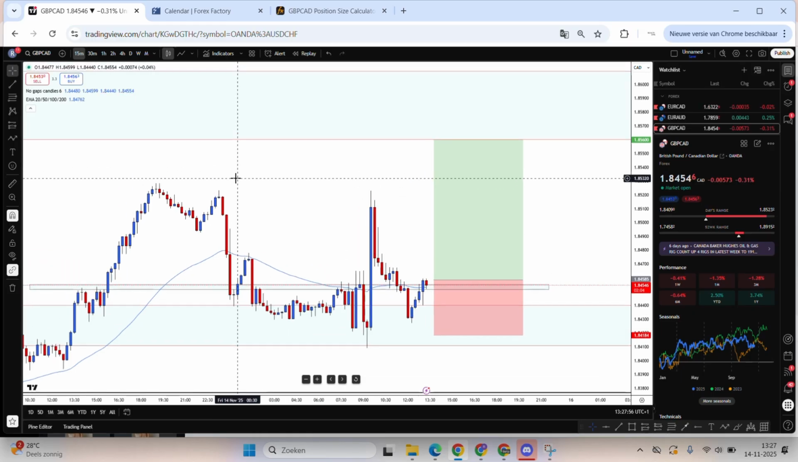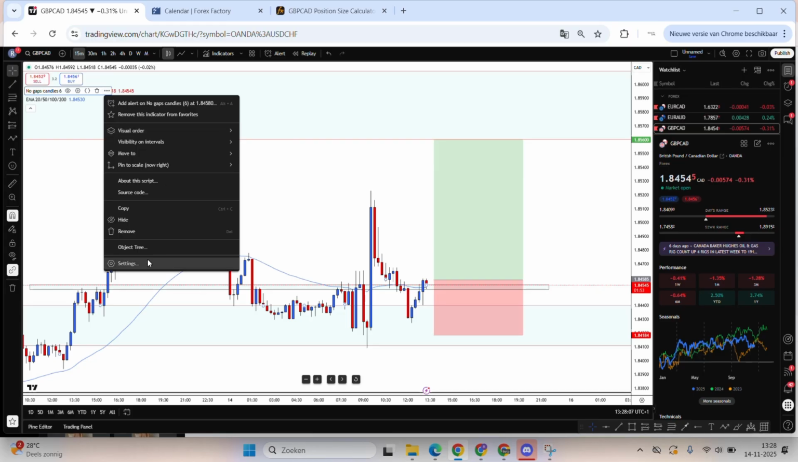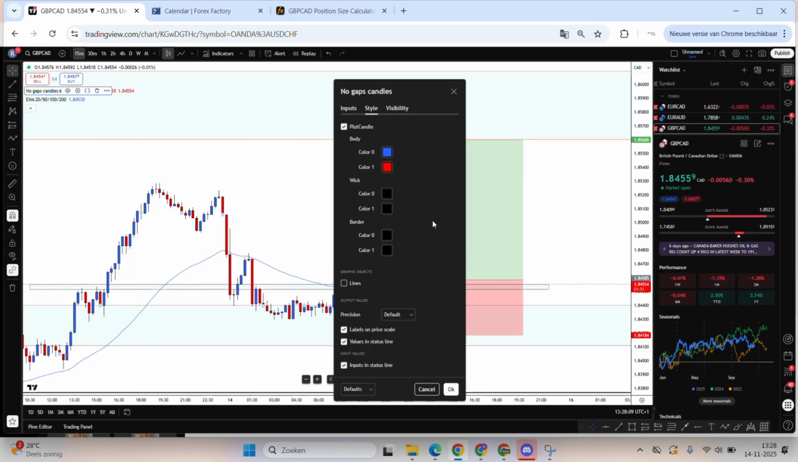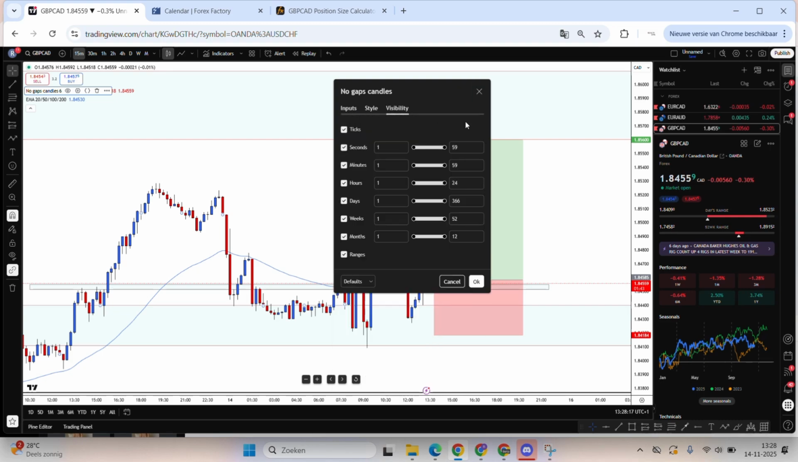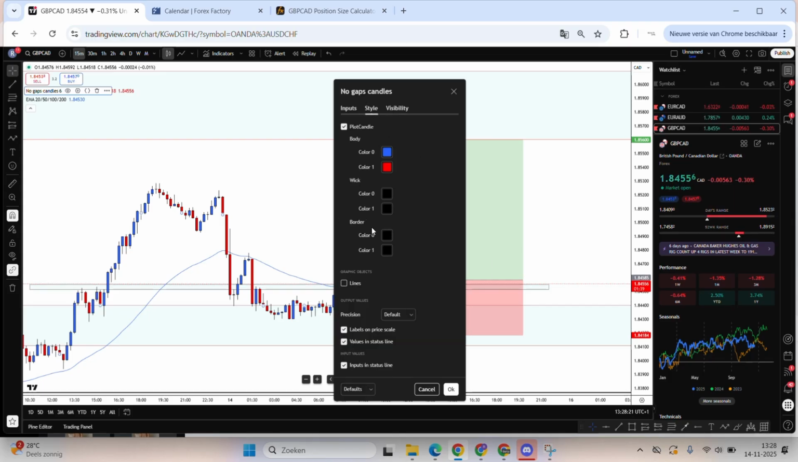My settings are pretty easy, just a white background. I have no gap candles as an indicator. So these are the settings. You could take a screenshot right now from this. These are the inputs, and this is the visibility. I never touch this, so this is the same thing. The only thing that I change is this.